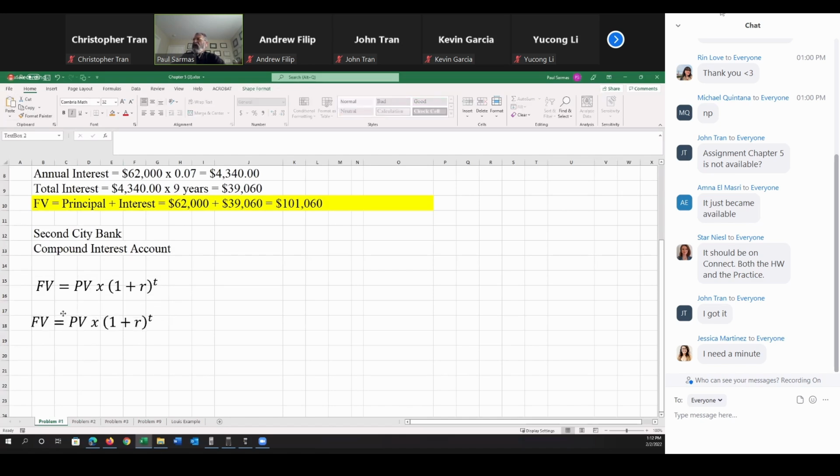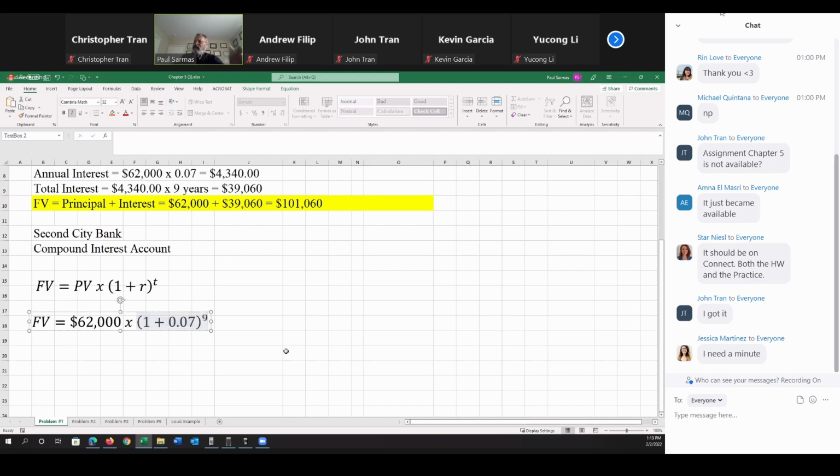All right. So I'm asking for future value, how much money you will have after 9 years. And the problem says you deposit $62,000 today. So 62,000 becomes what? Present value. So in the formula, I replace present value with 62,000. I told you the interest is 9%. And I asked you, oh, sorry, 7%. And I asked you, how much will you have after 9 years? So your T is 9 years.